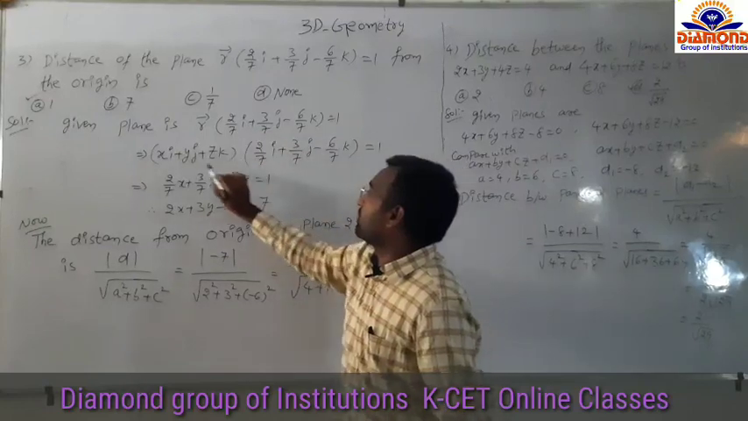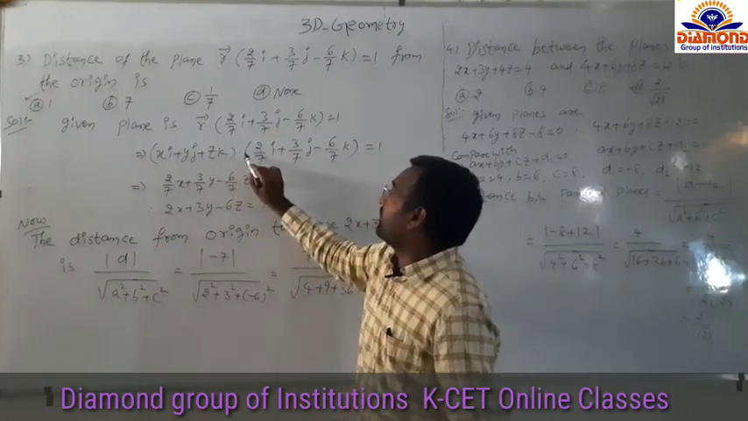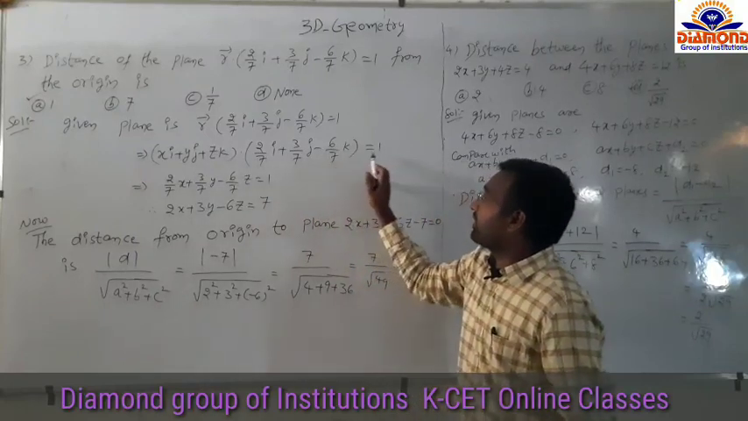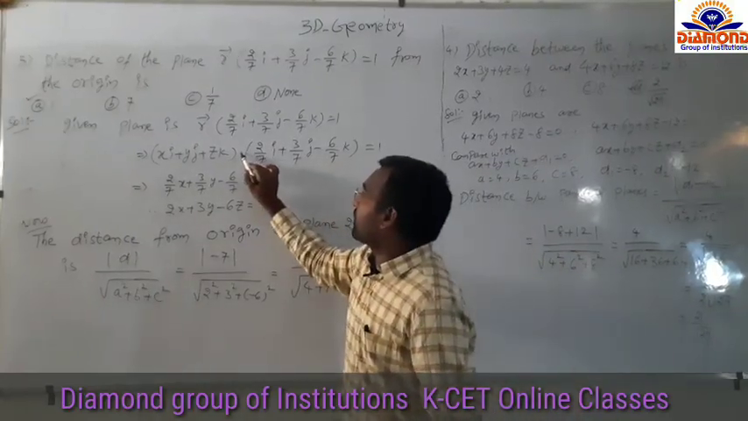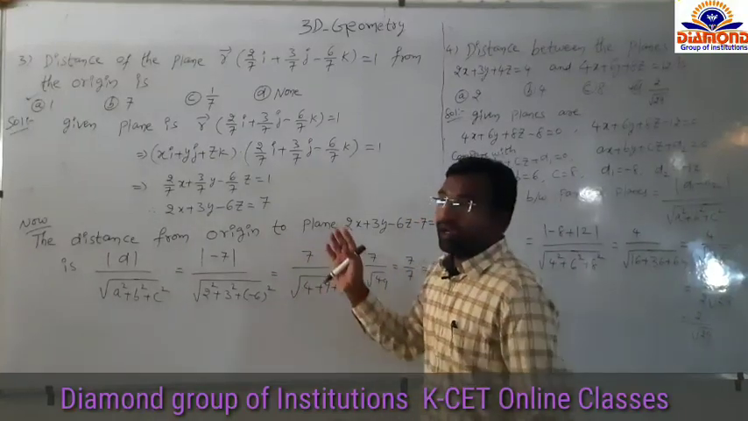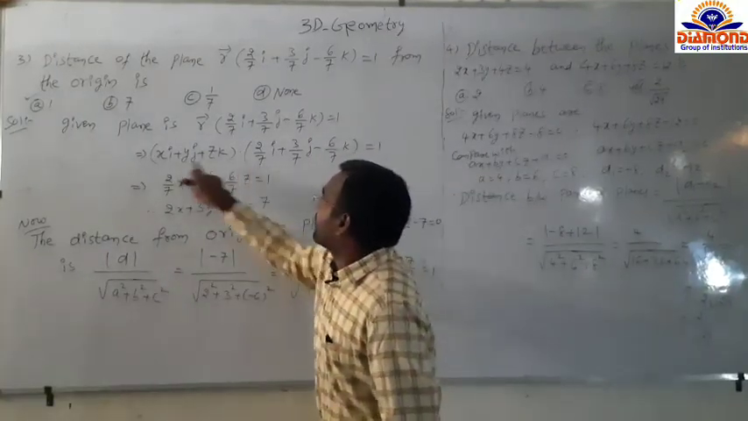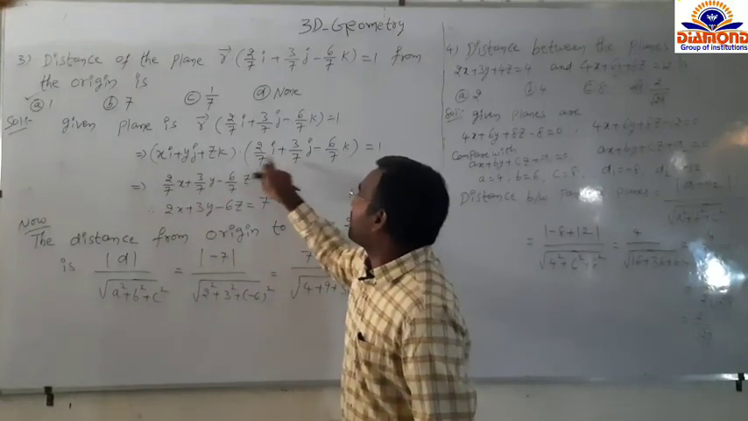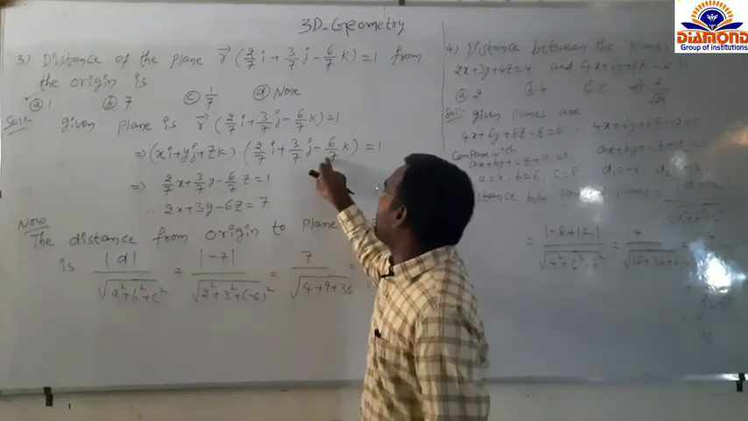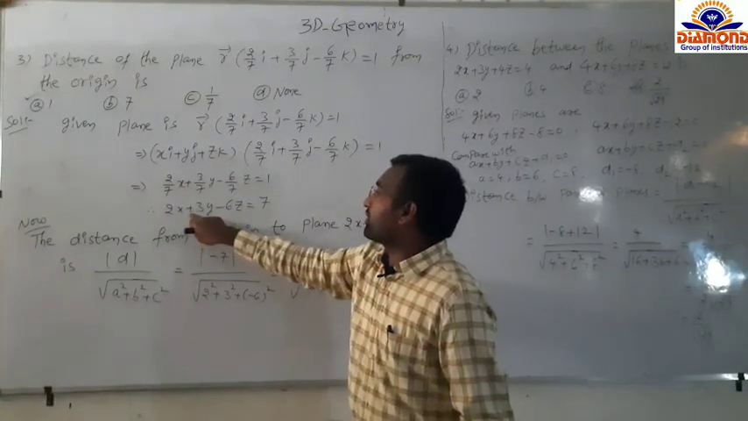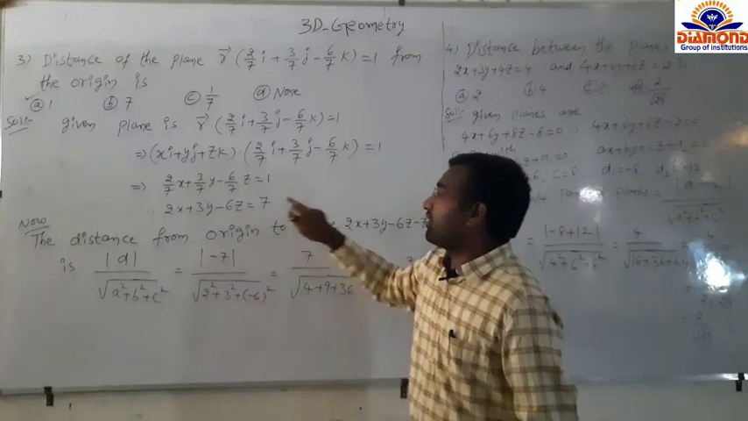So this equation changes to xi plus yj plus zk dot 2 by 7i plus 3 by 7j minus 6 by 7k equal to 1. So you can do the dot product. How to do the dot product? i into i, j into j, k into k. So 2 by 7 into x plus 3 by 7 into y, next minus 6 by 7 into z equal to 1. If you take LCM, you get 2x plus 3y minus 6z equal to 7.